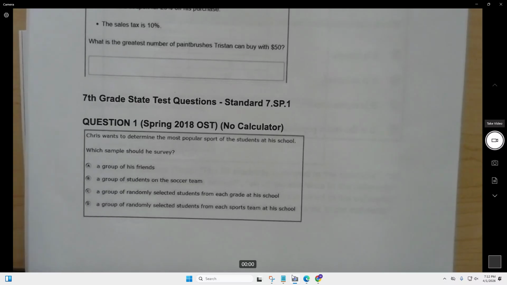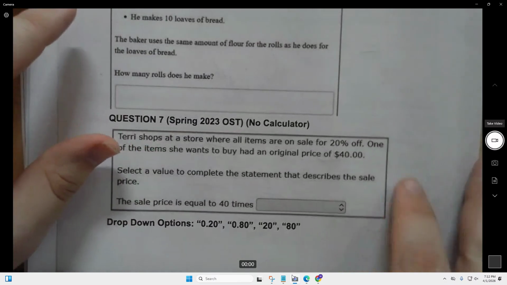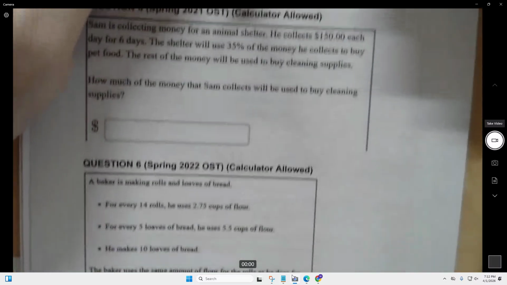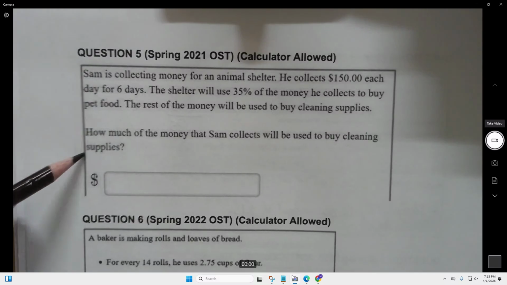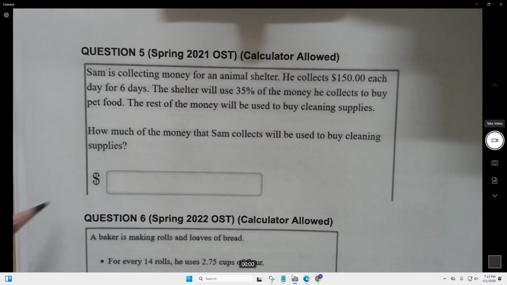All right. Question 5. Sam is collecting money for an animal shelter. He collects $150 each day for 6 days. The shelter will use 35% of the money he collects to buy pet food. The rest of the money will be used to buy cleaning supplies. How much of the money that Sam collects will be used to buy cleaning supplies?